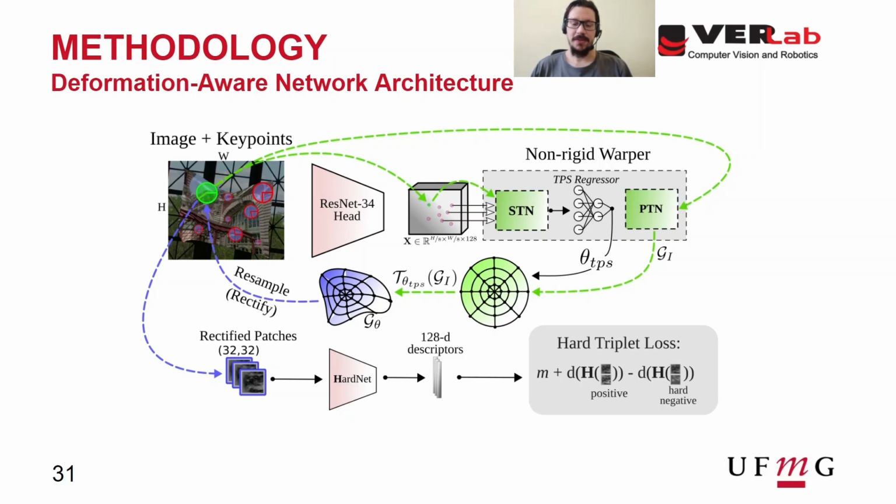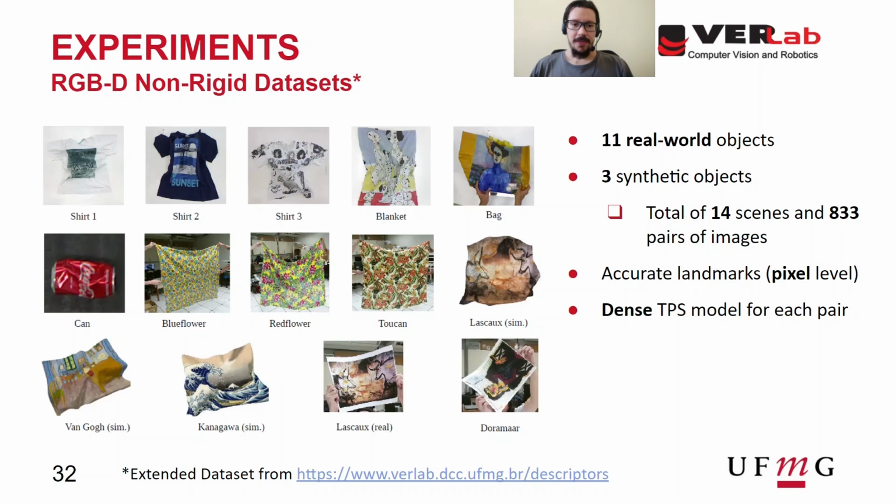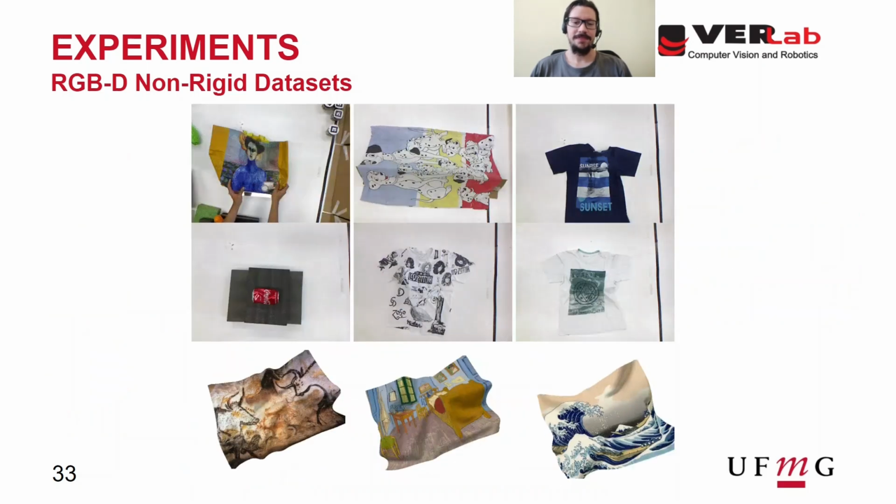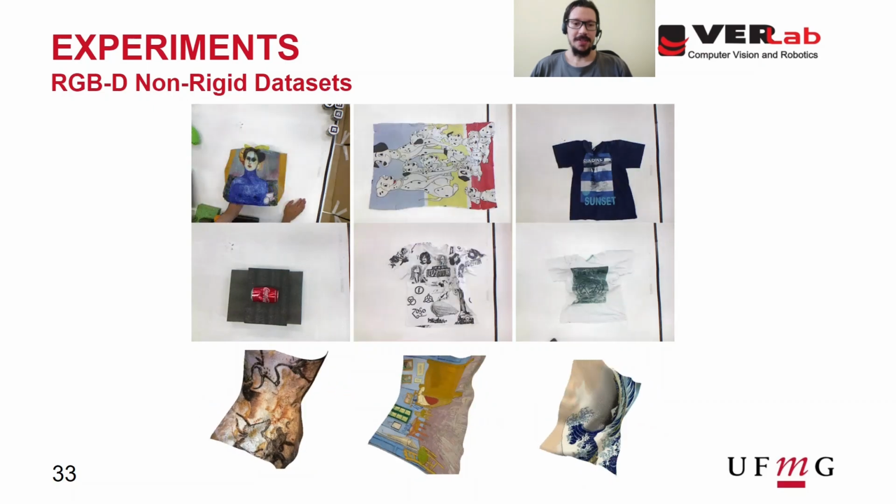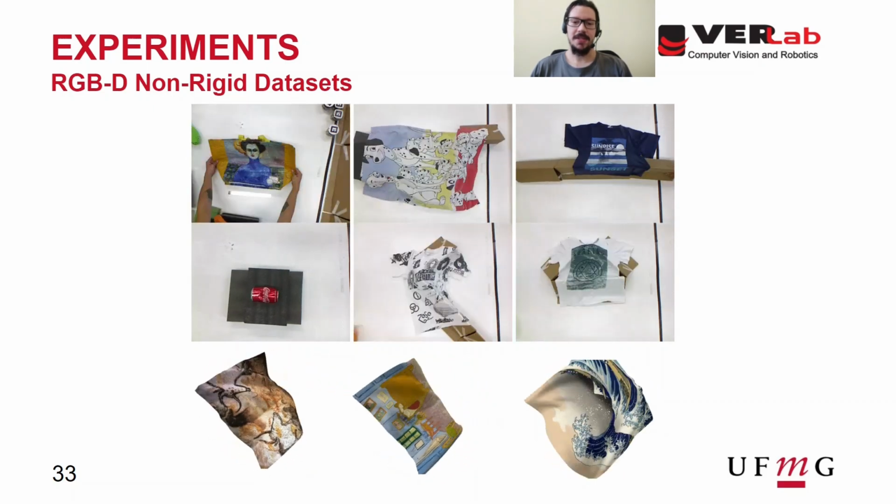To evaluate our method and the compared baselines, we rely on publicly available RGBD datasets of non-rigid objects. The considered datasets contain 11 real-world and 3 synthetic objects with accurate landmarks. A photometrically optimized TPS model for dense correspondence of each image pair is also provided in these datasets. Here are some examples of the deformations present in the sequences.